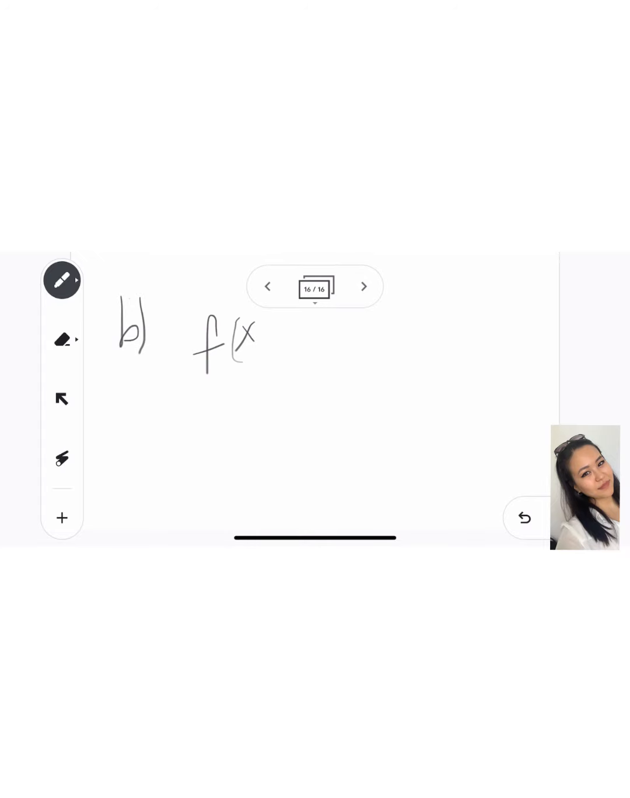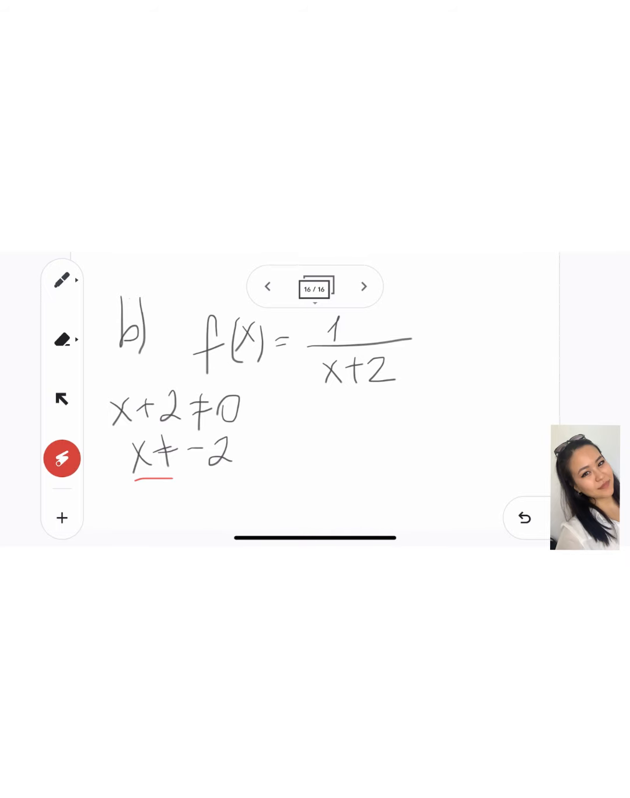So B, we're given a function f of x equals 1 over x plus 2. And as we taught, we look at the denominator of the fraction, it shouldn't be equal to 0. So x is not equal to negative 2. Or else, it will have no answer, right? We can't divide a number by 0. So the domain of this function will be any number, but just not negative 2. It will be negative infinity to negative 2, union from negative 2 to plus infinity.